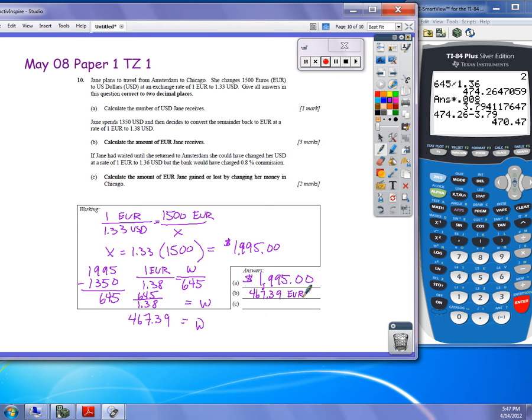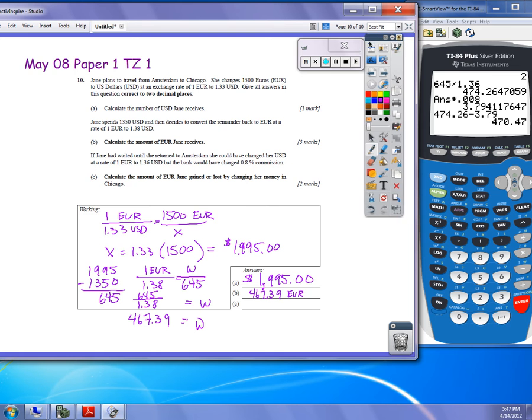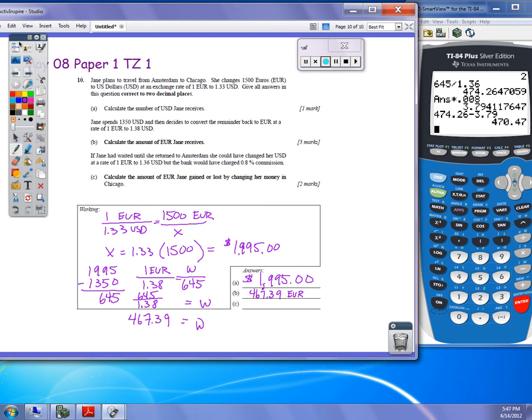Now in part C, they ask us to find the amount she gains or loses by changing her money in Chicago. So if she had waited until she went back to Amsterdam, she would have changed at a different rate. So let's think about that calculation. So for part C, I'm going to move my toolbar over here, just so I have some place to work.